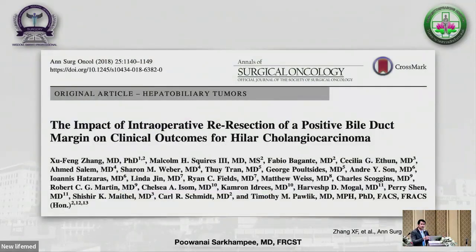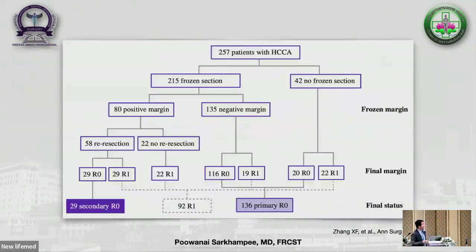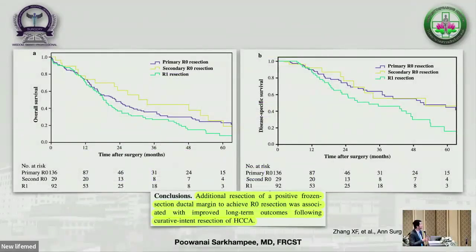However, this is the paper from the United States. They collected data on 250 patients, in any arms. And they found that there's some benefit when you do additional resection, because secondary R0 has a comparable outcome to primary R0. You see that there's a lot of heterogeneity in the results.